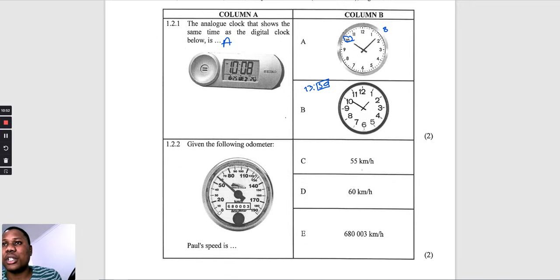Then 1.2.2, this is the odometer, which shows the speed per hour or per second or per minute. Okay, so this one says kilometers per hour. Okay, so we can say it only has one arrow. So we can see that according to this, by just reading this, we can see that this is 50. The arrow is at 60. It means that this person was traveling 60 kilometers per hour. So our correct answer here is going to be number D.